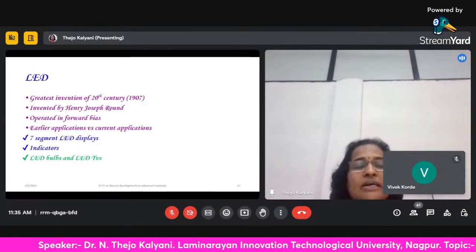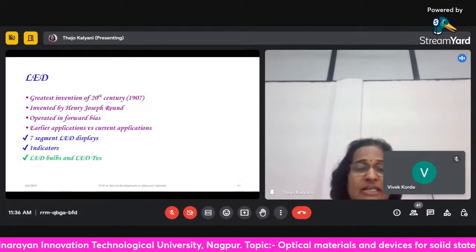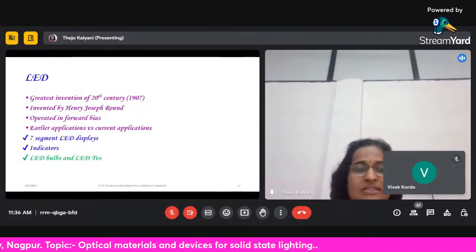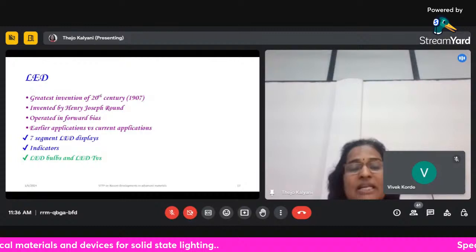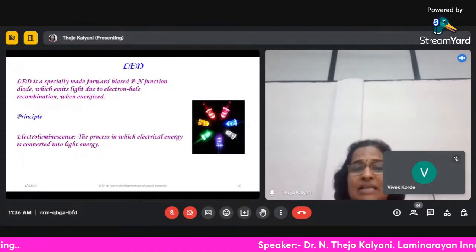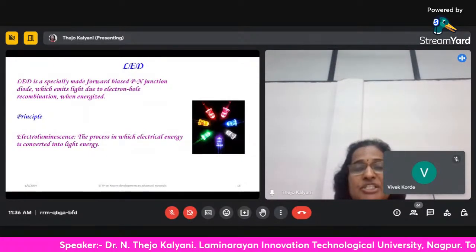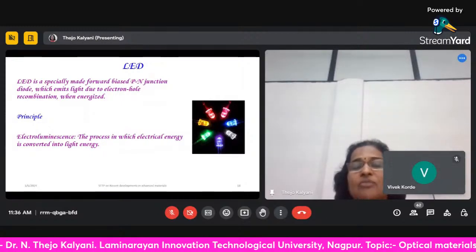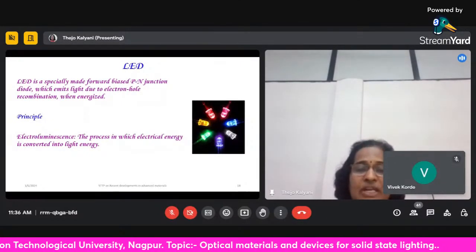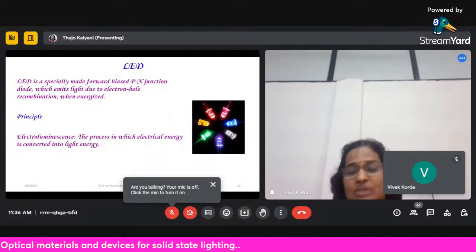Earlier, these LED devices were only used as indicators or even the 7-segment LED displays. But later, with the efforts of the researchers, there have been LED bulbs and LED TVs, which we are using right now. These LEDs are forward biased PN junction diodes. Because of electron hole recombination, the light is emitted, provided we supply a certain amount of energy. They work on the principle of electroluminescence, which is nothing but the process in which electrical energy is converted into light energy.